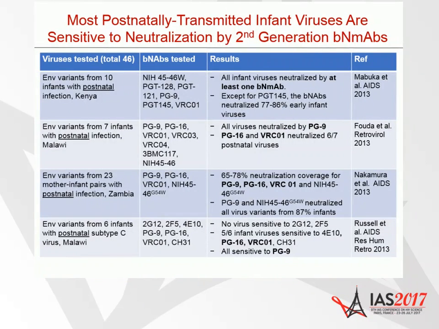And if you look at the second generation neutralizing antibodies, these 4 studies looking at a total of 46 viruses that were from postnatally infected infants, testing a broad variety of neutralizing antibody, you can see that most of these infant viruses were neutralized by at least one of these antibodies, with PG9, PG16, and VRC01 being most effective.